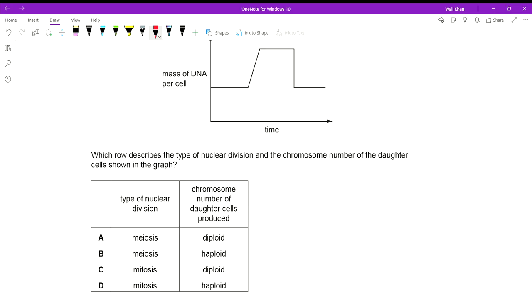So if you closely look at the graph, mitosis is happening. Okay, and the chromosome number will be doubled or diploid. So the mass of DNA is double, and then half. First it doubles, then half. So it is mitosis, and chromosome number of daughter cell produces diploid.